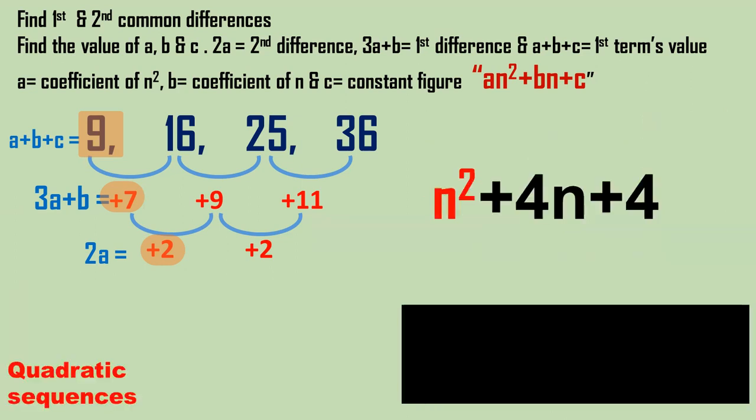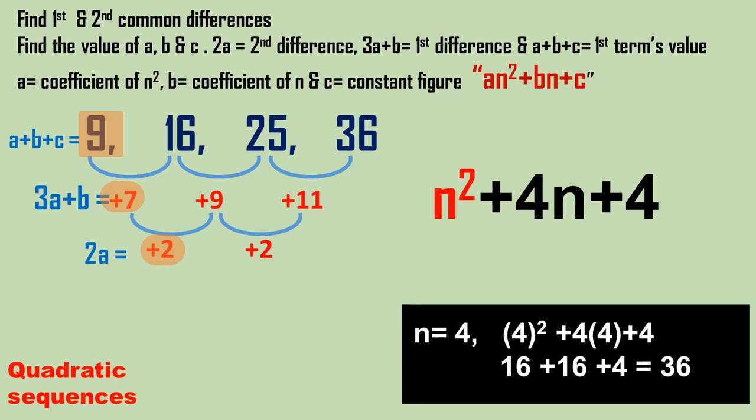In the same way, if I'm going to substitute the value of n is equal to 4 here, so 4 raised to power 2 plus 4 multiplied by 4 plus 4 according to this formula. So we're going to find 4 raised to power 2. This is 4 squared is equal to 16, plus 4 multiplied by 4, 16, plus 4, that's 36. So here, this is my fourth term value.